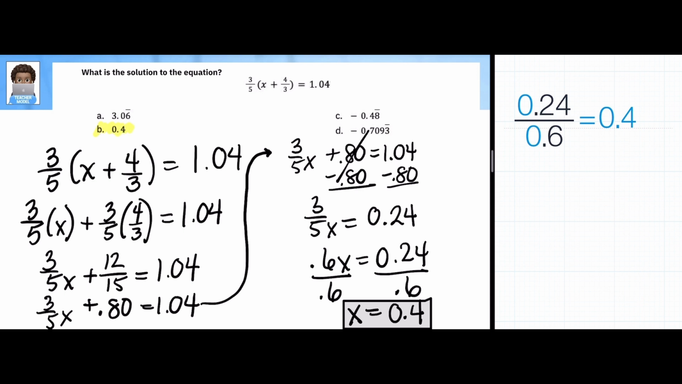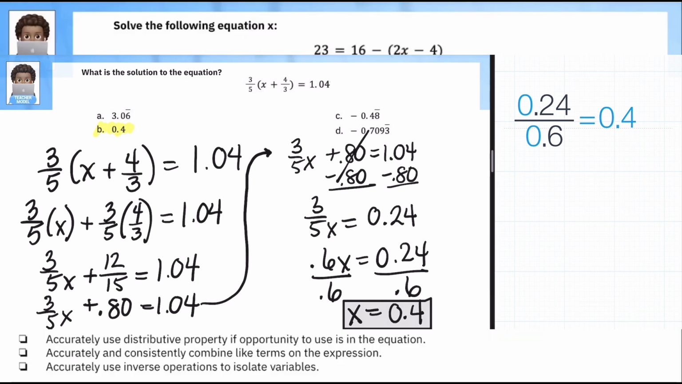There we go. I went through each of the steps. You saw me distribute, and I decided to make the numbers more friendly by turning all my fractions into decimals. It made it way easier to do my inverse operations. So hit pause and jot this down into your notes.